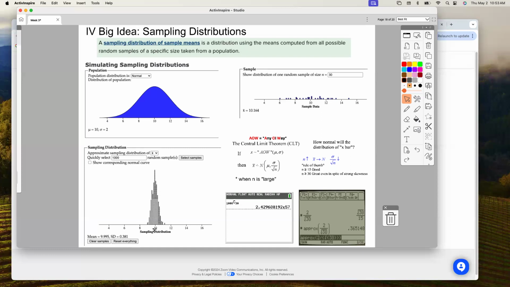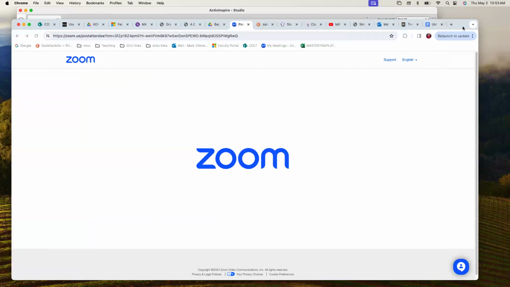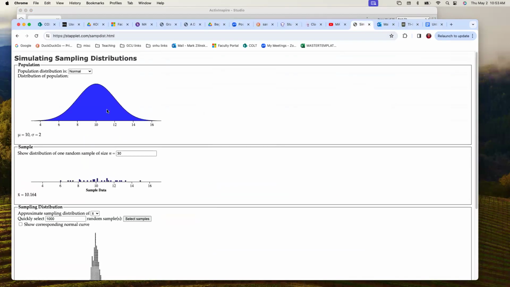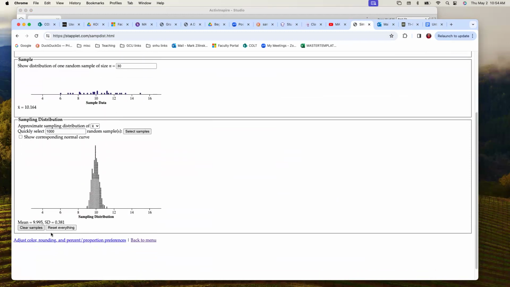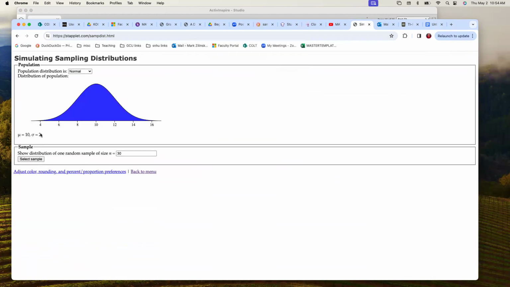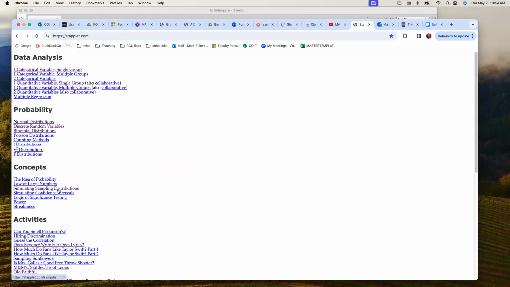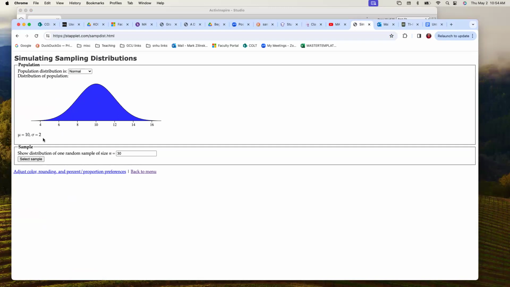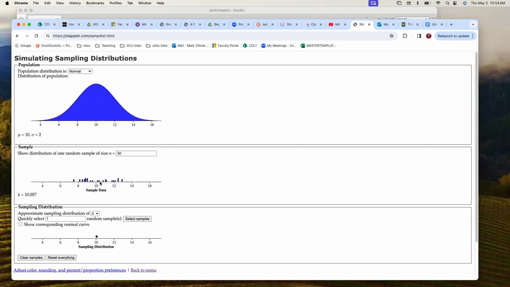But what we're saying is what that pattern is going to be. Well, let me just show you how that works real quick. If I get into Statplet here, let me reset everything. You can do this very easily just by getting into simulating sampling distributions, but they only give you one option here, with 10 and 2 for means and standard deviations. So if I select the sample here, that's how that does that.